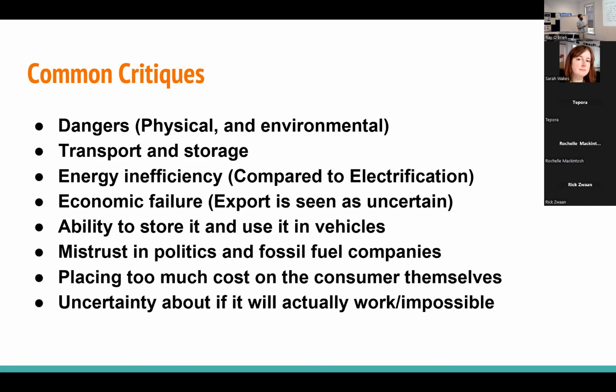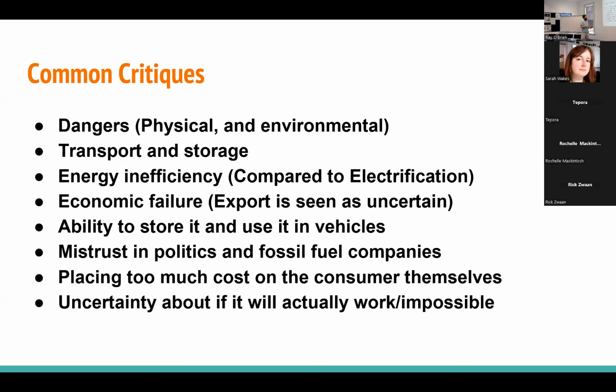And so there was a bit of focus on the dangers, both the physical ones and environmental dangers of leakage and things like that. But we saw a lot of critique about its energy inefficiency compared to electrification, because it takes a lot of energy to make the hydrogen, and not all of that energy comes back out again when you use the hydrogen as fuel. And there was also a lot of mistrust in the politics and the companies that were actually implementing it. People didn't think that this was okay. There were a lot of things that happened with the mining companies and the energy companies that are involved in it, where their controversies got reflected onto green hydrogen.